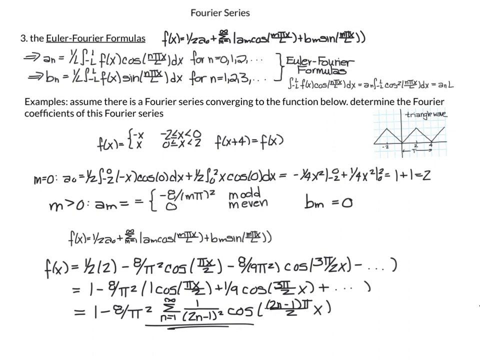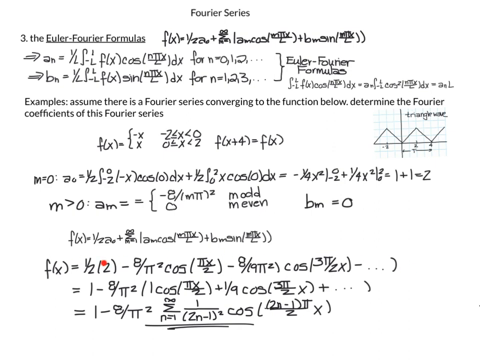So when m is equal to 1, because I'm going to sum from m equals 1 to infinity, I have my minus 8 over pi squared times my cosine of pi x over 2. When m is equal to 2, I have a 0 term because m is even. When m is equal to 3, I'm going to have my minus 8 over 9 pi squared times cosine of 3 pi over 2 x. And it continues.